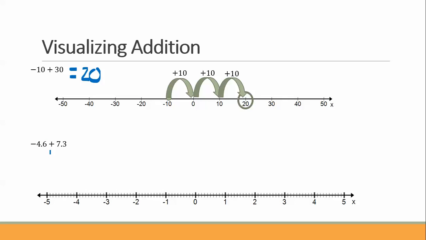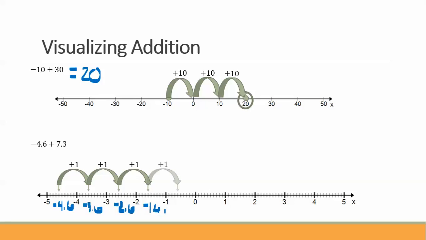This time we're going to have to use increments of 1/10, because that's what's common with the two of them. So we're going to start out at negative 4.6, and we're going to add 7.3. When we add 1 to negative 4.6, we get negative 3.6. Add another one, we get negative 2.6. Add another one, negative 1.6. Add another one, we have negative 0.6.